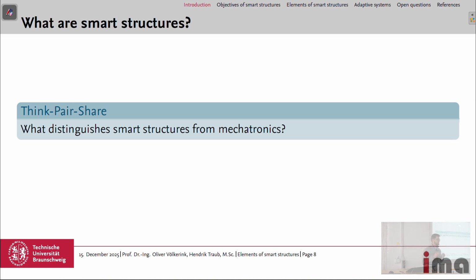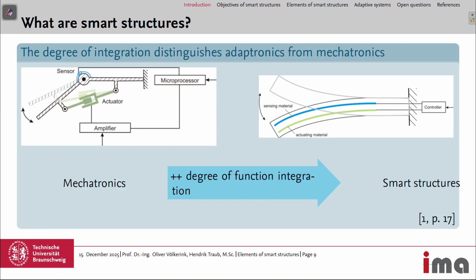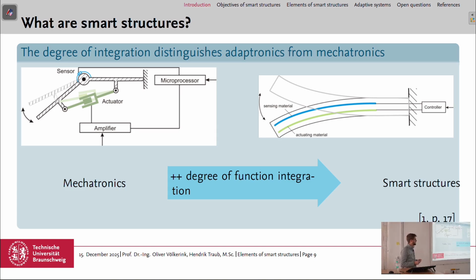What could be the difference between a smart structure and a mechatronics structure? Okay, the main difference is the degree of integration which distinguishes adaptronics or smart structures. I also used the term a bit mixed, so I replaced it in most of the cases with smart structures, but not in every place. And the difference is the degree of function integration.